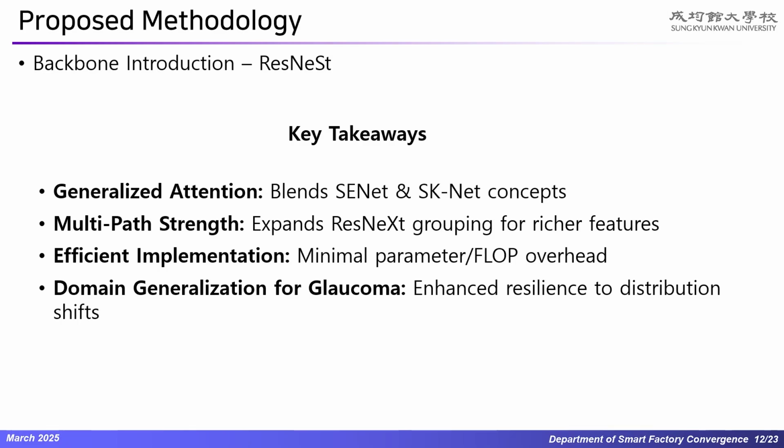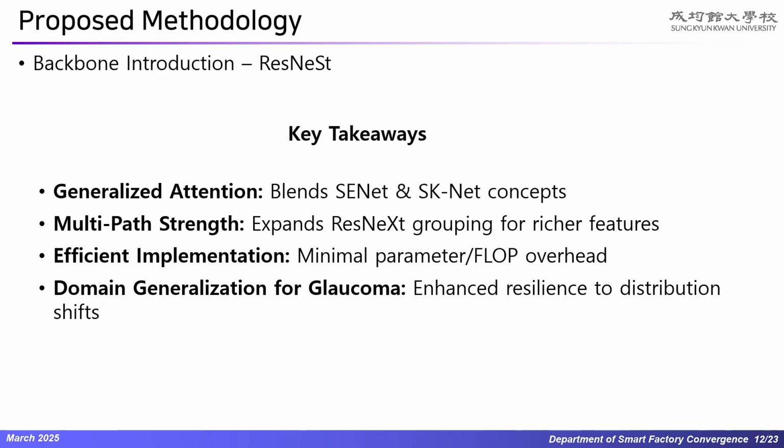Now, let's bring this home by stressing why ResNest is so relevant for our domain generalization context, especially for binary classification like glaucoma detection. ResNest essentially combines the strengths of SENet's channel focus and SKNet's multi-branch approach. The result is a flexible split attention block that highlights crucial features more effectively, even when data comes from varied sources.